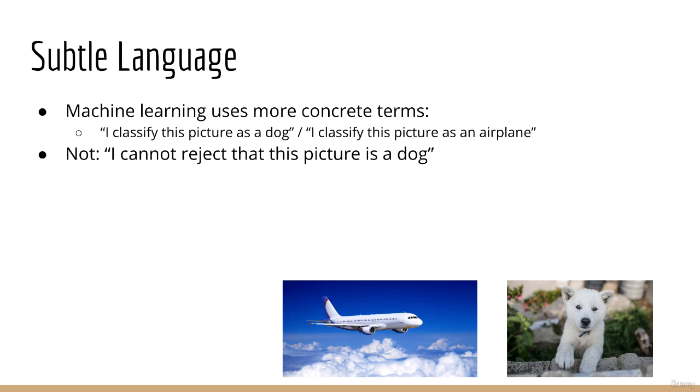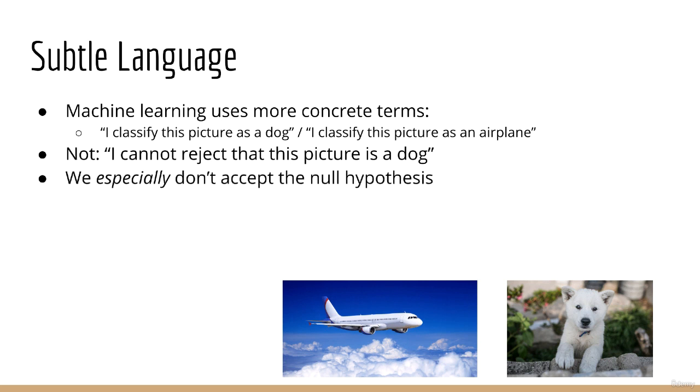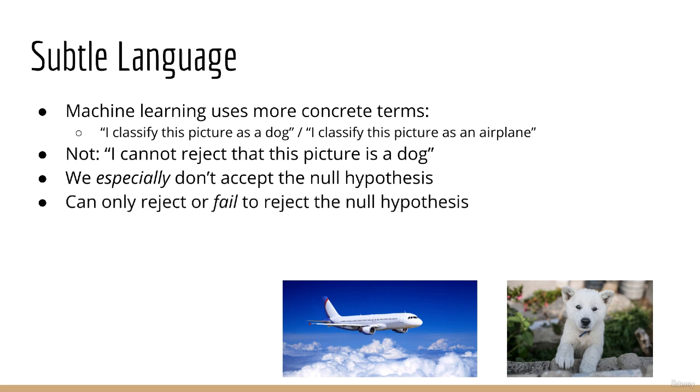Furthermore, if we get a p-value which is very high, like 90%, we especially do not accept the null hypothesis. Sometimes people will say they accept the alternative, but they would never say that they accept the null. We can only fail to reject the null hypothesis. So just keep this in mind when you're talking with statisticians who tend to be extremely precise when discussing these kinds of things. You either reject or you fail to reject, but you do not accept.